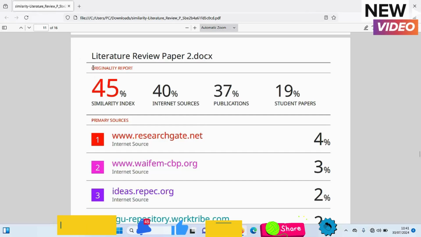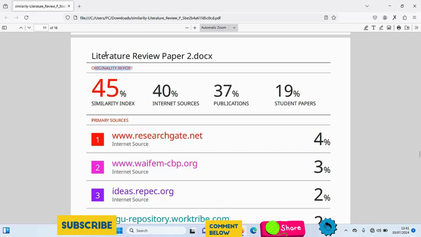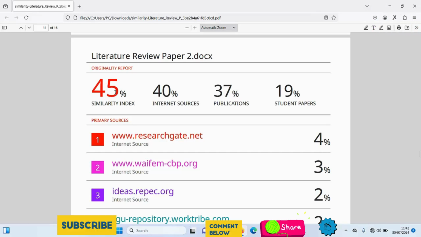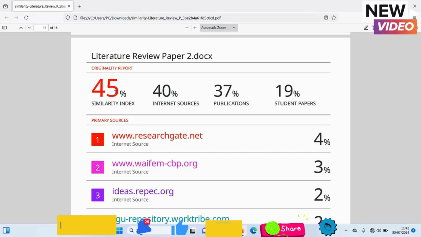You can see it is written boldly here, originality reports, and this is the name of the document, literature review paper 2. If you look at it very well, you will notice that we have 4 different scores, or 4 different rates. The first one is the similarity index, which is the overall. This comprises of this, and this. This 45% is your paper's plagiarism rate.